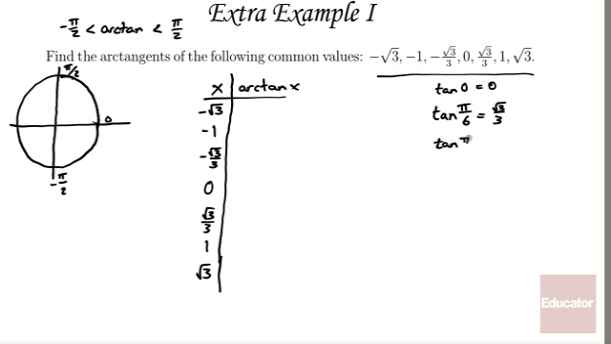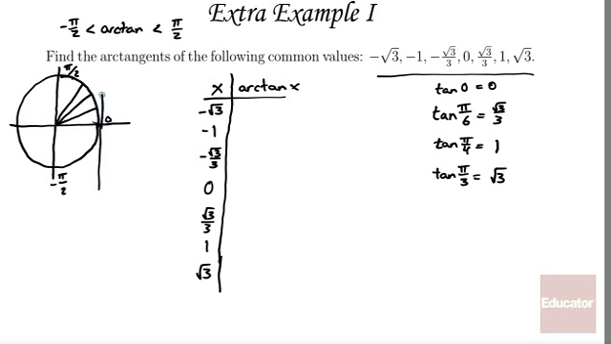Tangent of pi over 4 is sine of pi over 4 divided by cosine. Well, they're both root 2 over 2, so it's 1. Tangent of pi over 3 is sine over cosine of pi over 3, so that's root 3. So that tells me what the values of tangent are at these common values, pi over 6, pi over 4, and pi over 3.